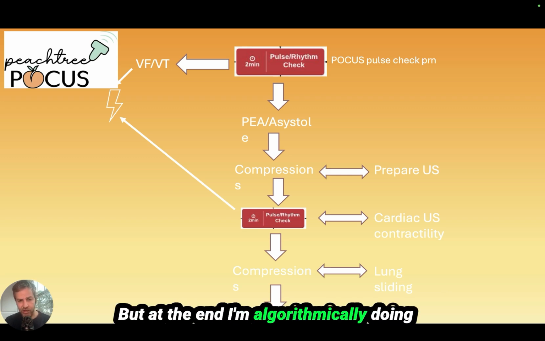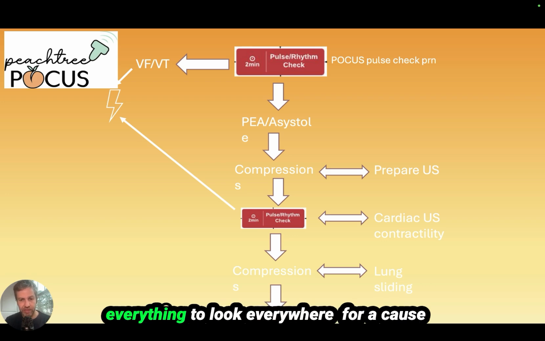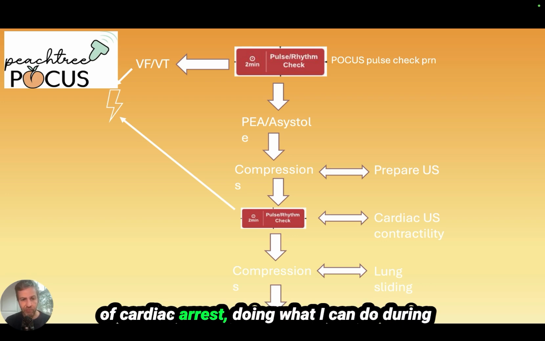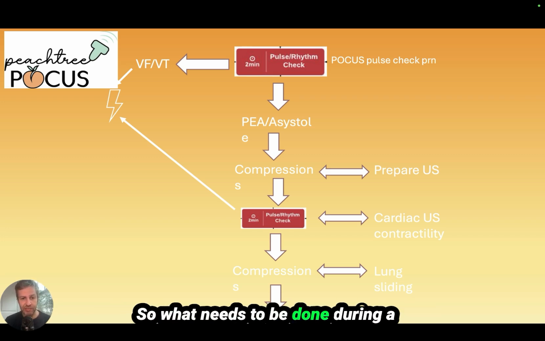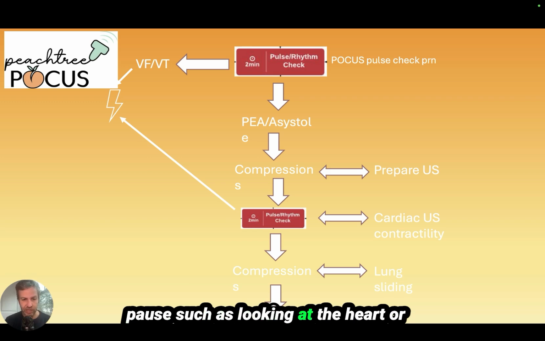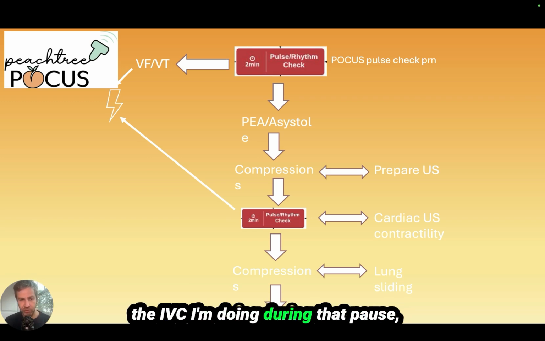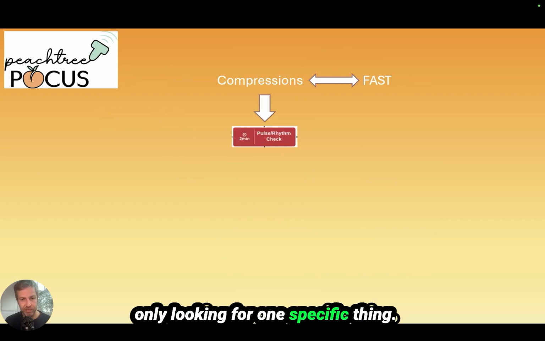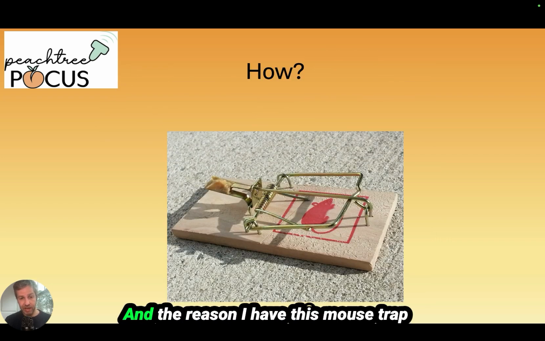But at the end, I'm algorithmically doing everything to look everywhere for a cause of cardiac arrest, doing what I can do during compressions, so what needs to be done during a pause, such as looking at the heart or the IVC, I'm doing during that pause, only looking for one specific thing. How are we doing it? And the reason I have this mousetrap is because there's a lot of pitfalls.